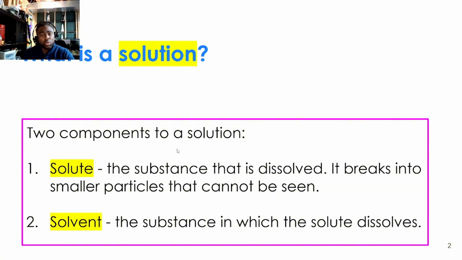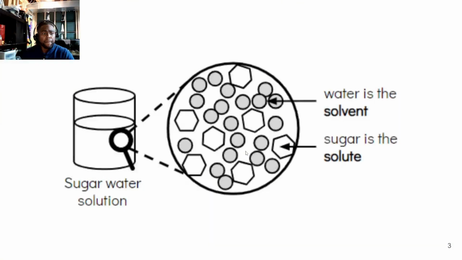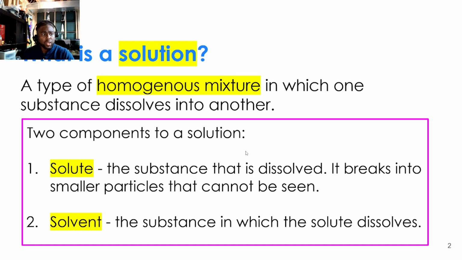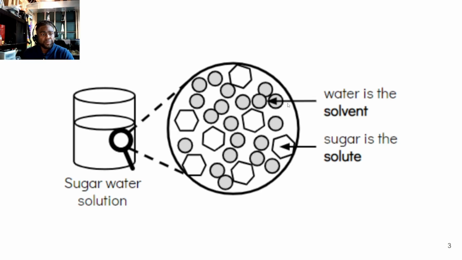An example that we often use is salt water. The salt would be the solute, which dissolves in the solvent, which is water. And more often than not, you've heard that water is the universal solvent. And again, a solution is a homogeneous mixture. Homo is that prefix meaning one. So a homogeneous mixture is one in which one substance dissolves into another.